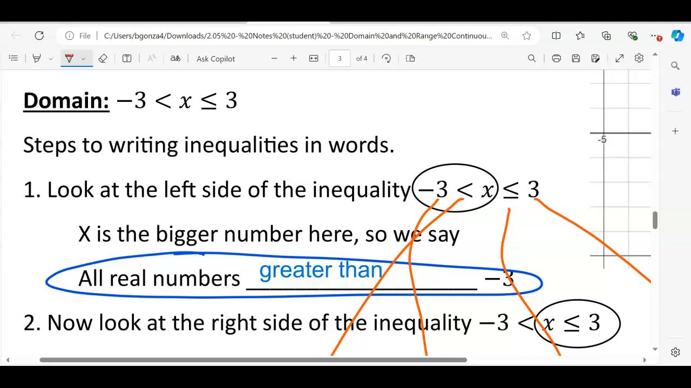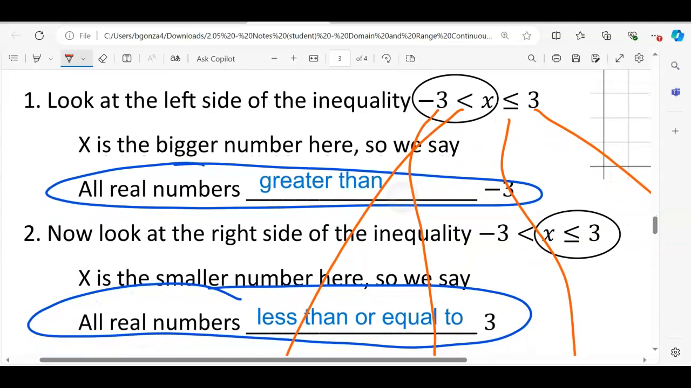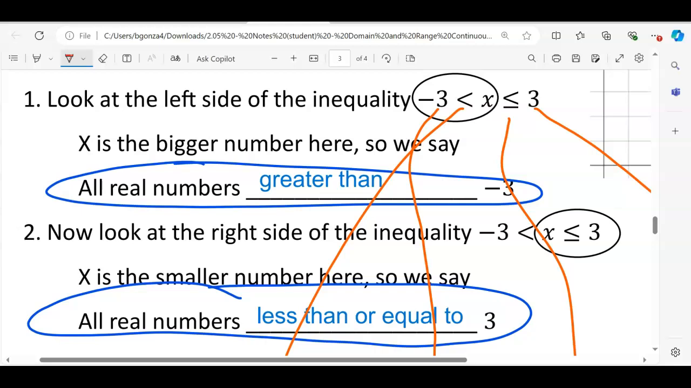Okay. Step 2 is this second circle here. Instead of greater than, now I'm going to say x is, all real numbers, less than, and this time it is equal to, +3.